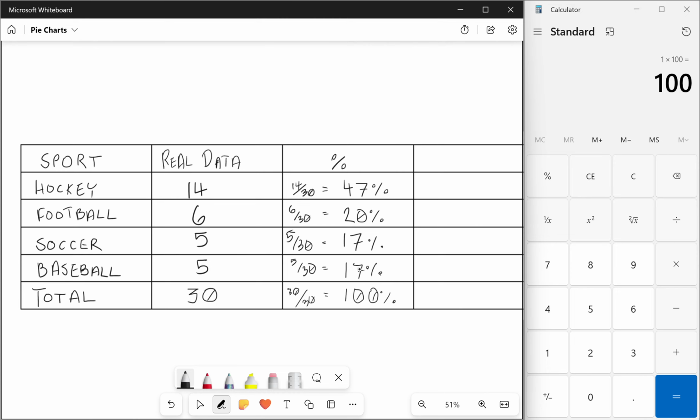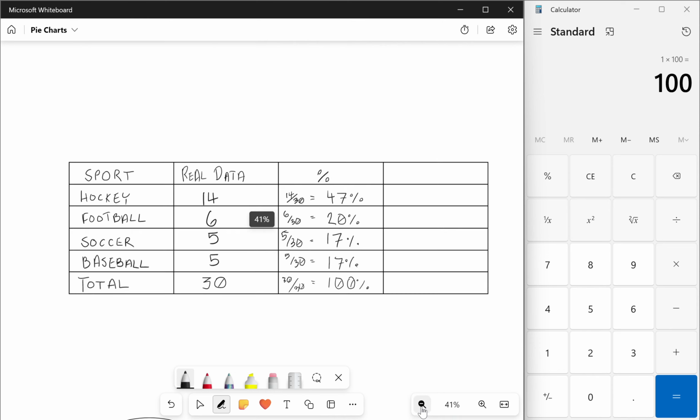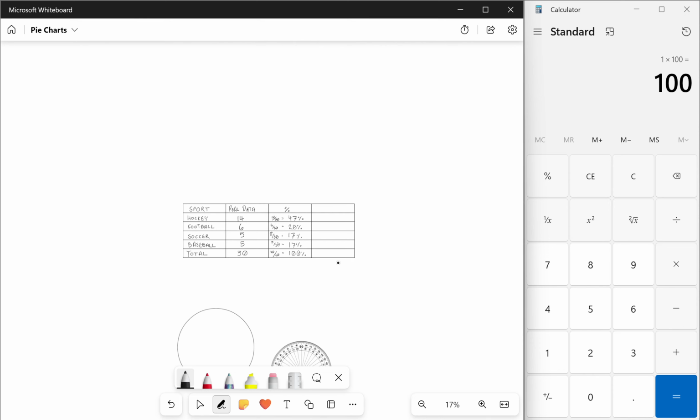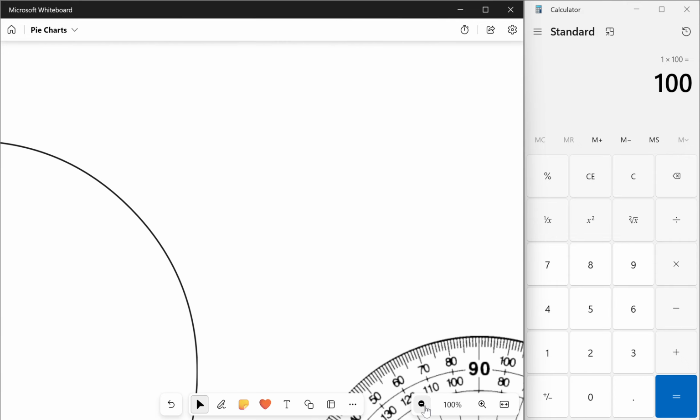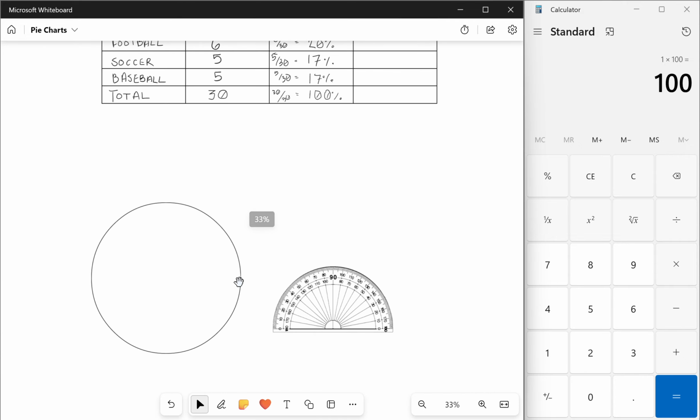The last step we need to do before we're ready to actually turn this into a pie chart is turn these into degrees, because we know a pie chart is made of a circle. I can even zoom out and show you where we're going next. We've got our circle ready to go. But because a pie chart is made of a circle, we're going to have to convert these percentages into degrees, because degrees are essentially like the language of a circle.